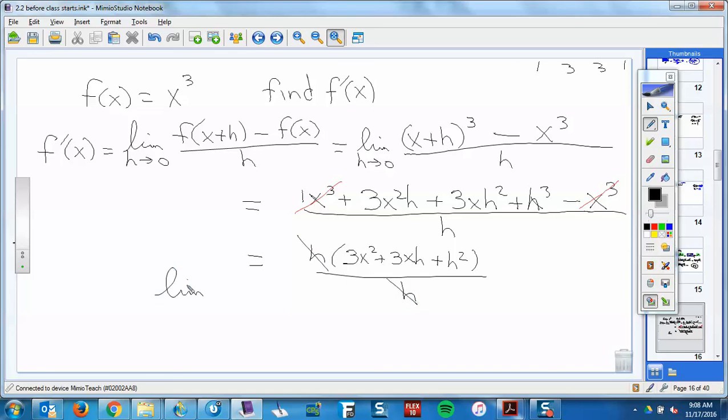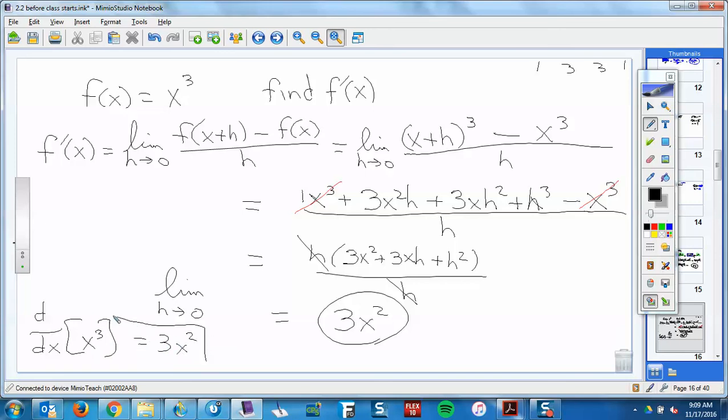Now it's okay to put a 0 in for h, right? And what do we get? 3x squared. So we just learned that the derivative of x cubed is 3x squared.